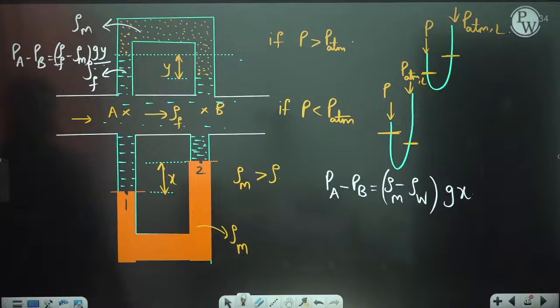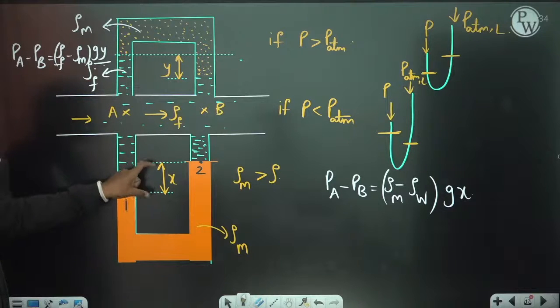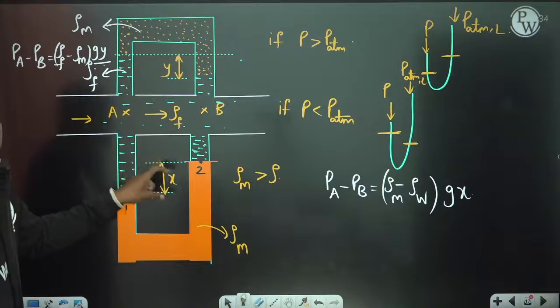This is how you get it. Okay, so PA minus PB from this relation is (density of fluid minus density of manometric fluid) times g times Y. Here it is (density of manometric fluid minus density of fluid) times g times X.